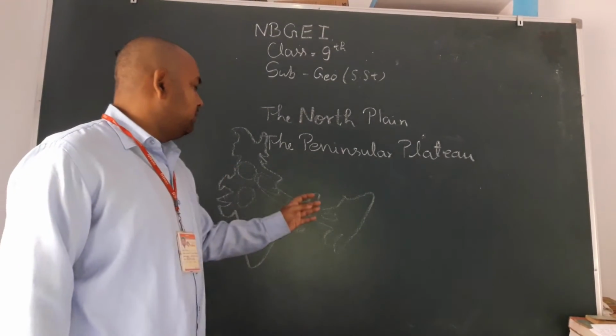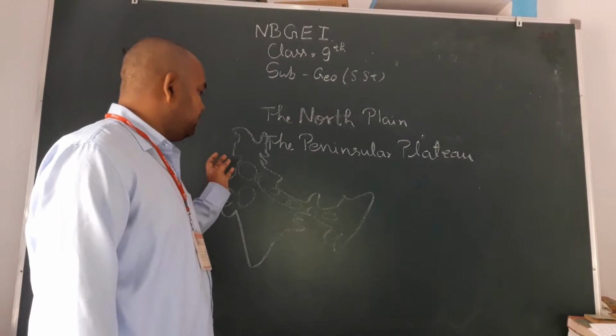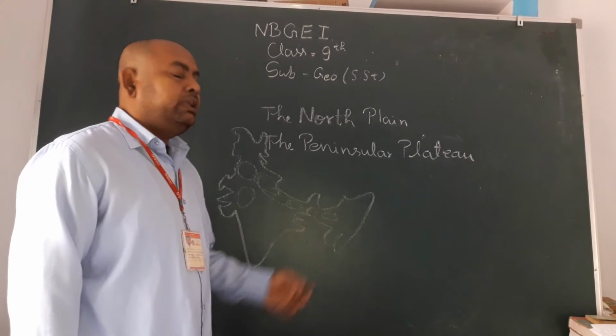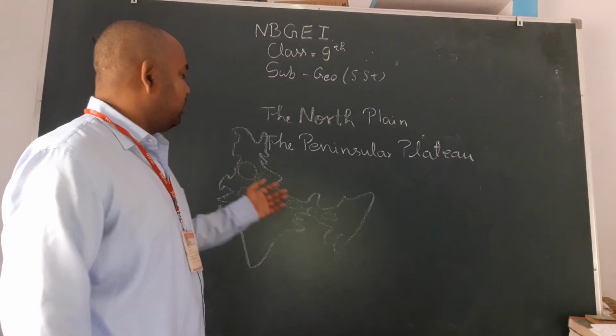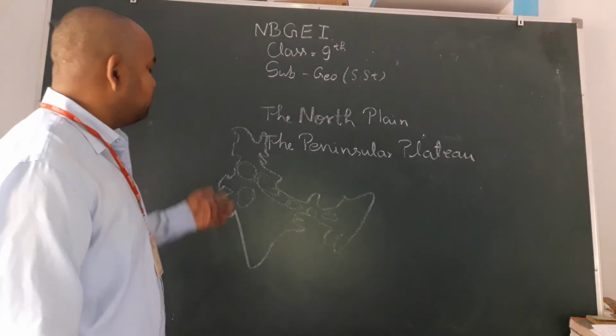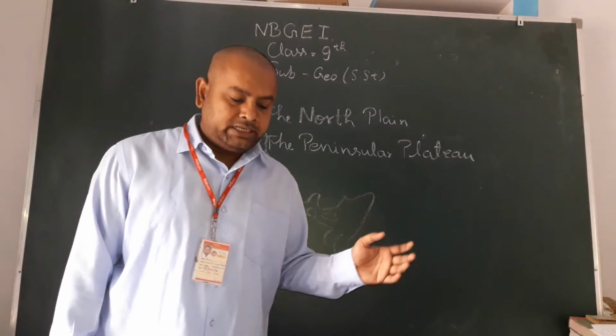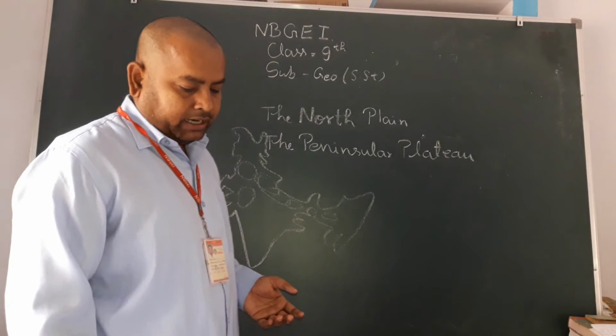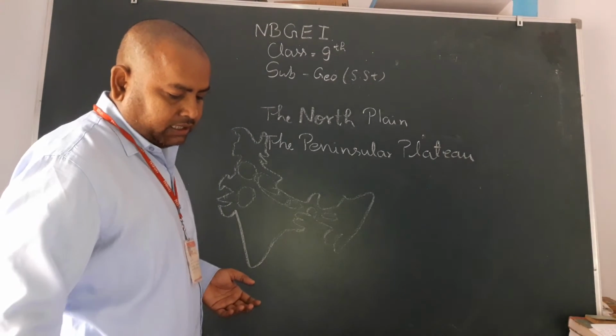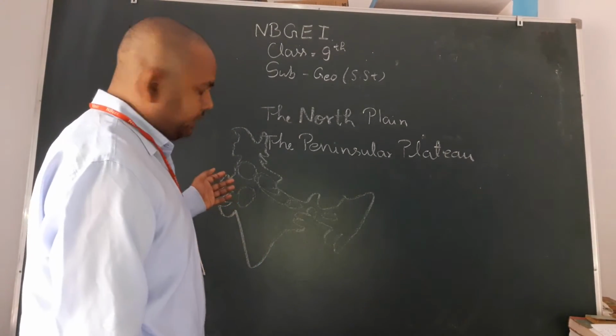This plain extends from west to east, and its length is 2400 kilometers and its width is 400 kilometers.